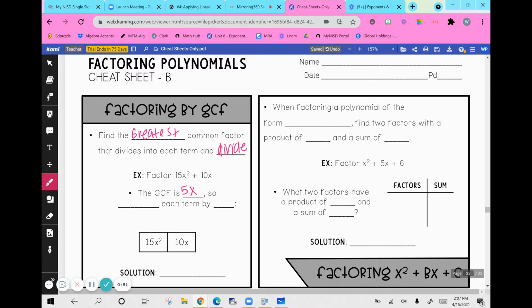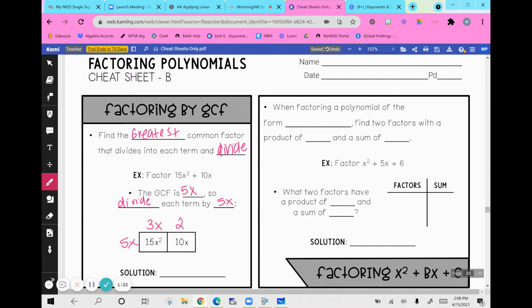So divide each term by 5x. I'm going to put that out here outside of my graphic organizer. So I have 15x squared in there. I'm going to say 15x squared divided by 5x. So 15 divided by 5 is 3, and x squared divided by x is x. So 3x is what I get for that one. And then when I'm looking at 10x, I'm going to say 10 divided by 5 is 2, and x divided by x would just be 1. So 2 times 1 is 2.